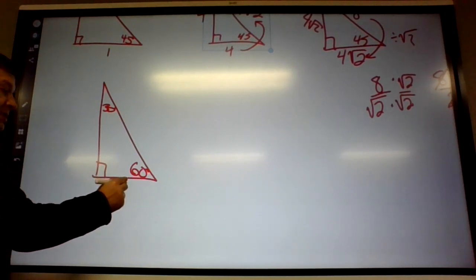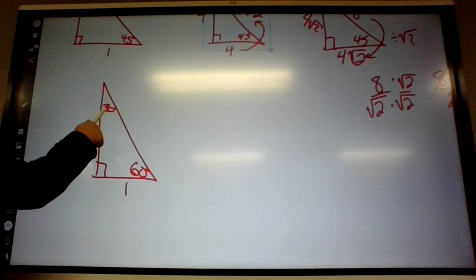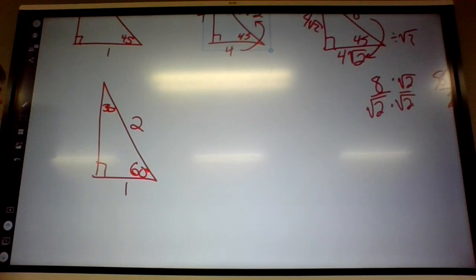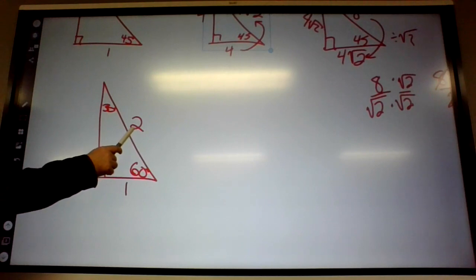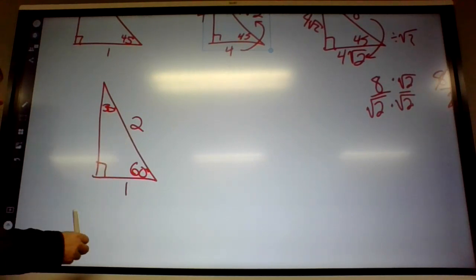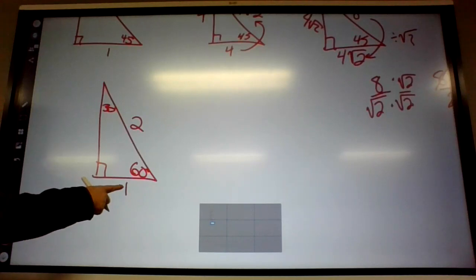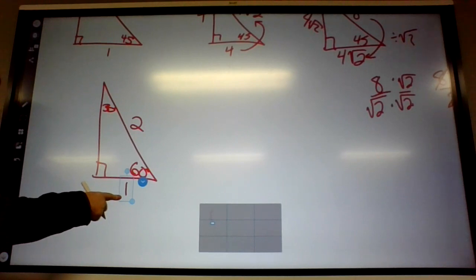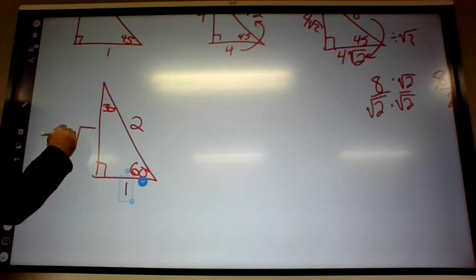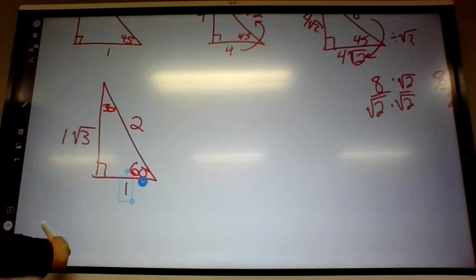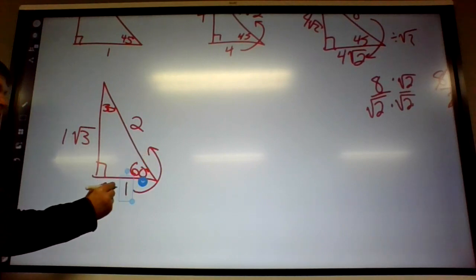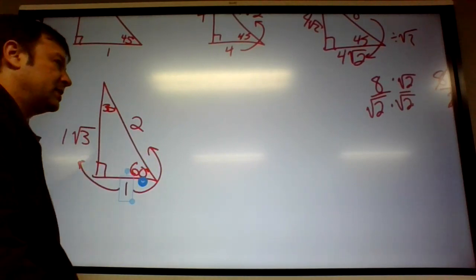So this one, we'll start with the easiest. The short leg, which is always across from the 30, is half as long as the hypotenuse, which is the longest side. So the ratio is 1 to 2. Means the hypotenuse is twice as big. The long leg is square root of 3 times the short leg. So you could say it's square root of 3 or 1 times square root of 3. On these you want to run everything through the short leg. That's the easiest way to do it.